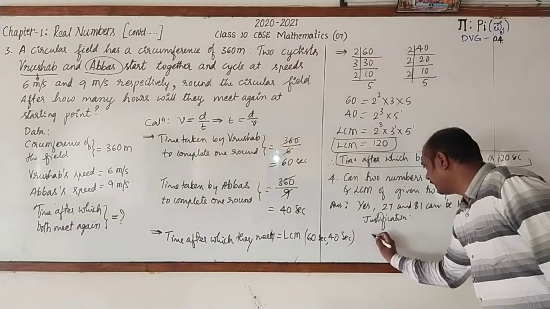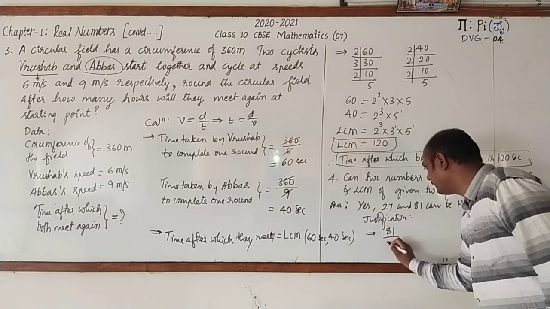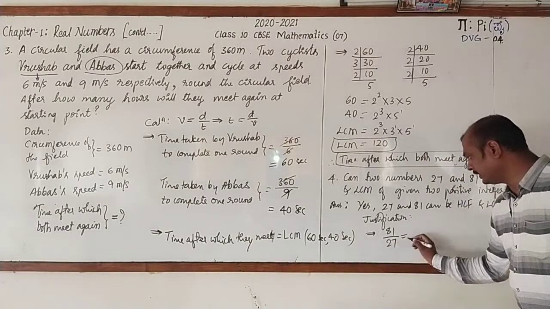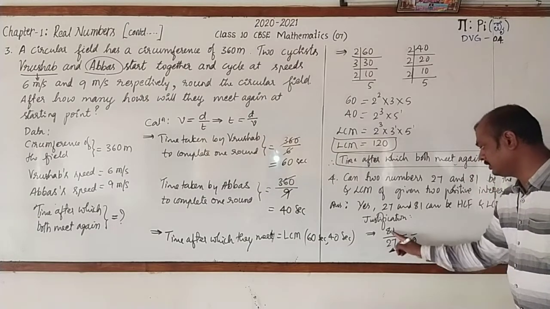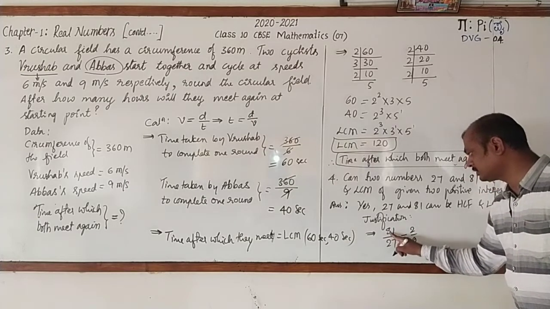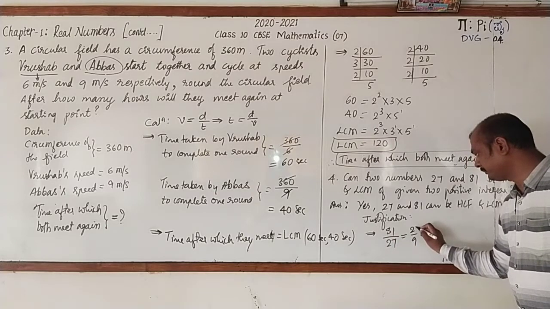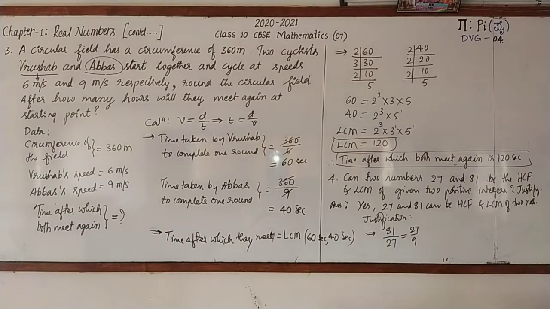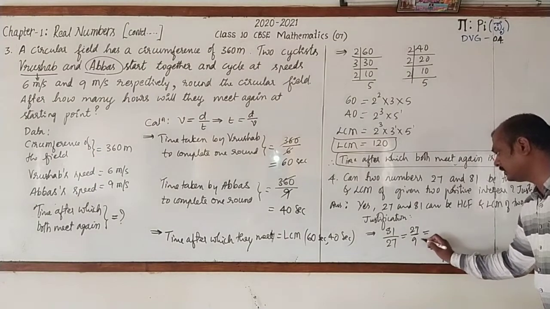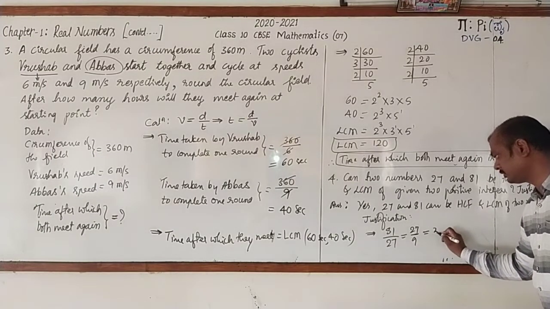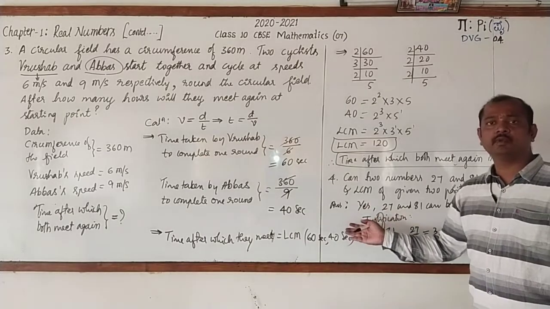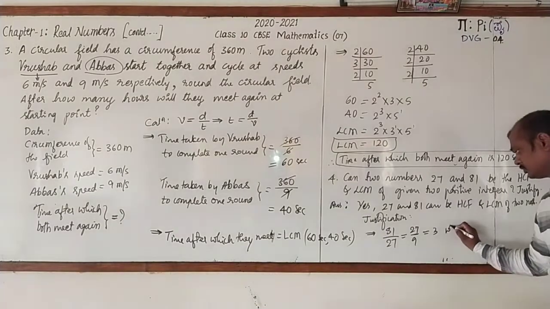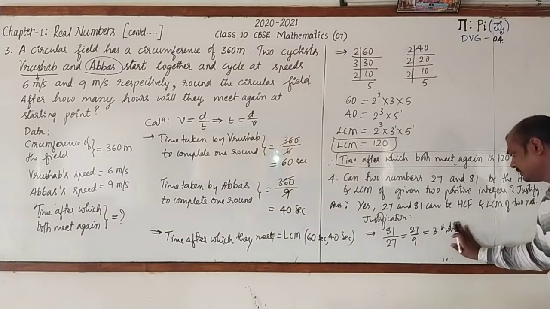Now let us go for dividing 81 by 27. Both are divisible by 3, right? 3 9s are 27, 3 2s are 6, then 2 will remain, 21. 3 7s are 21. Now 27 by 9: 9 1s are 9, 9 3s are 27, 27 3s are 81. So 3 is a whole number.